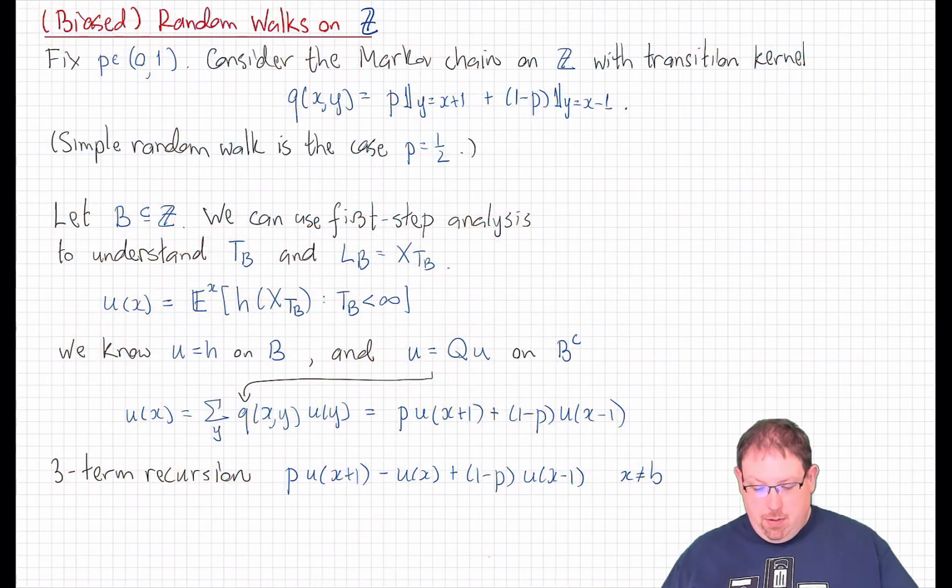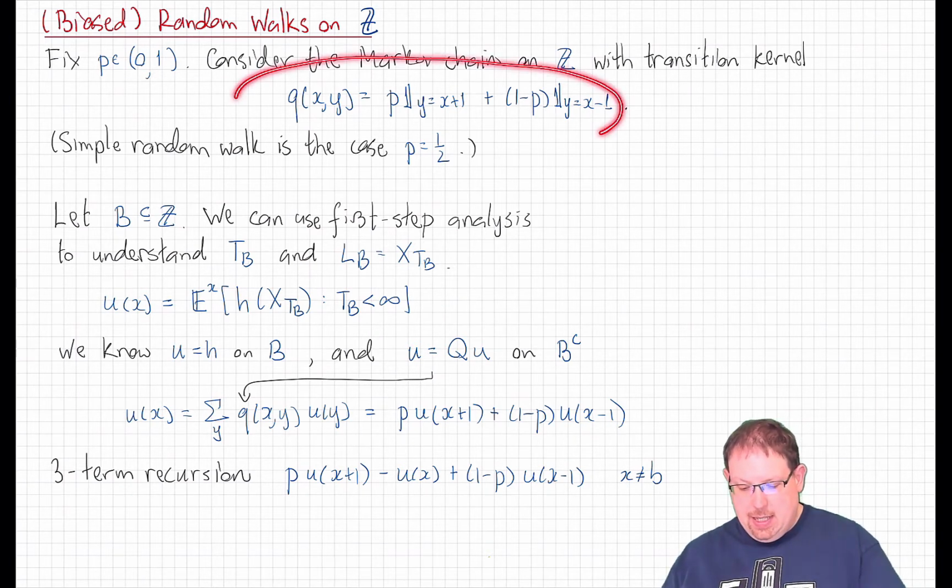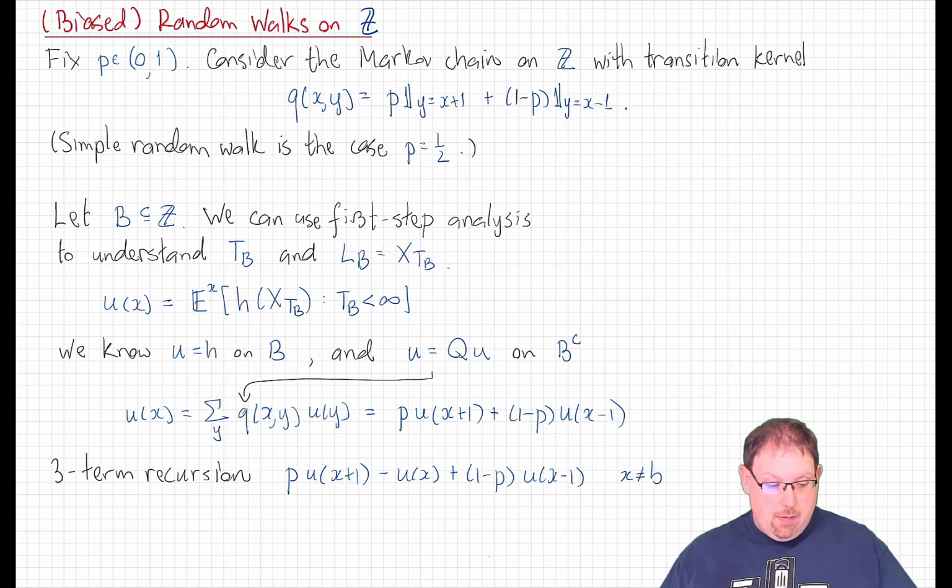That is, if we fix some parameter p, a probability between 0 and 1 strictly, we can consider the Markov chain on the integers whose transition kernel is this: p times the indicator of a step to the right plus 1 minus p times the indicator of a step to the left. This generalizes the simple random walk that we already analyzed, which is exactly the case p equals 1/2 of this transition kernel.